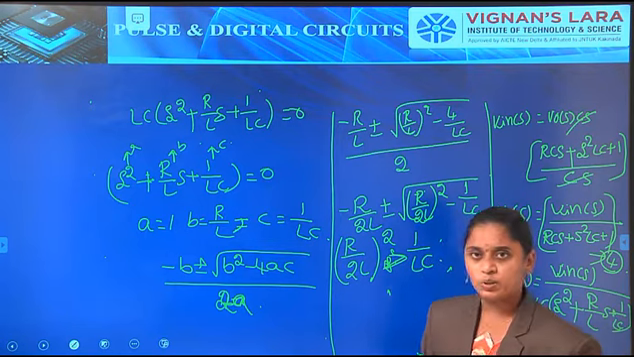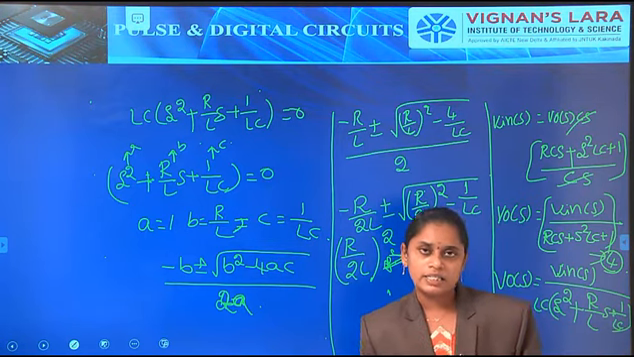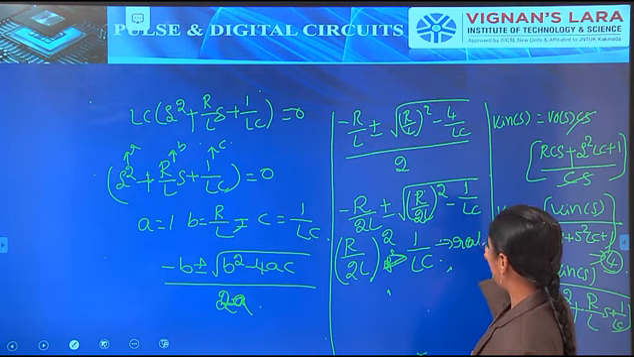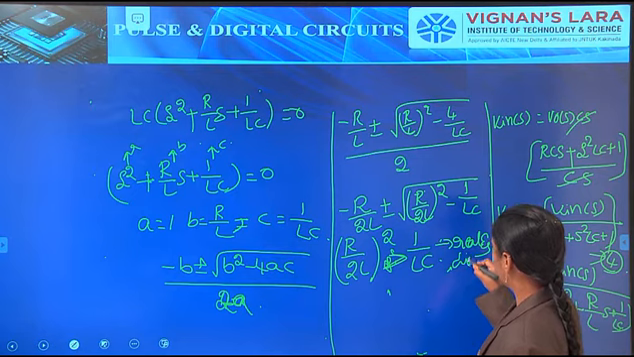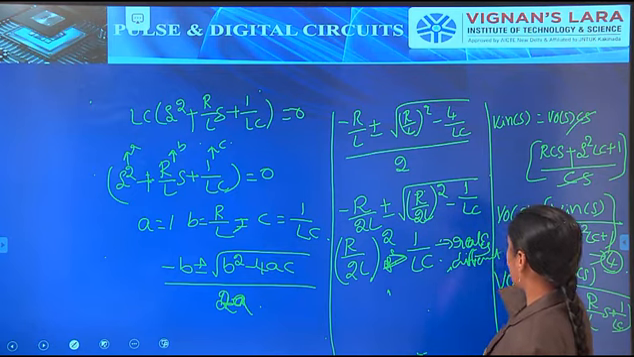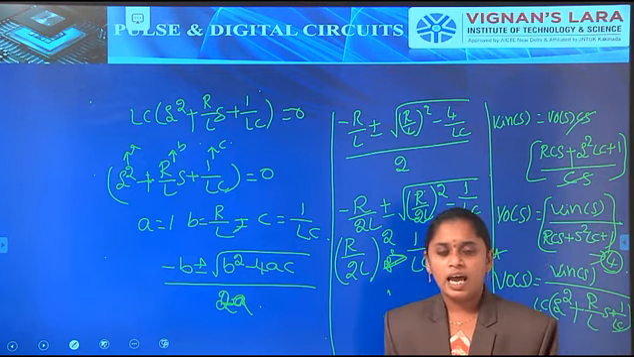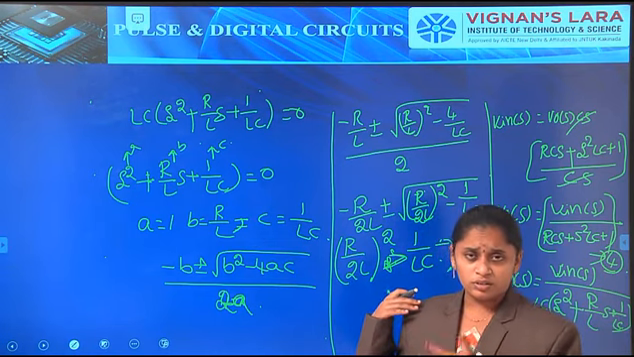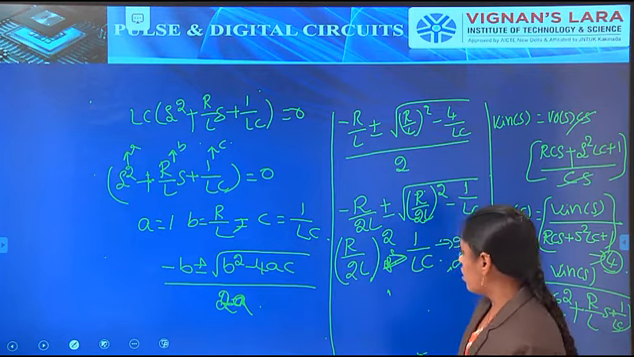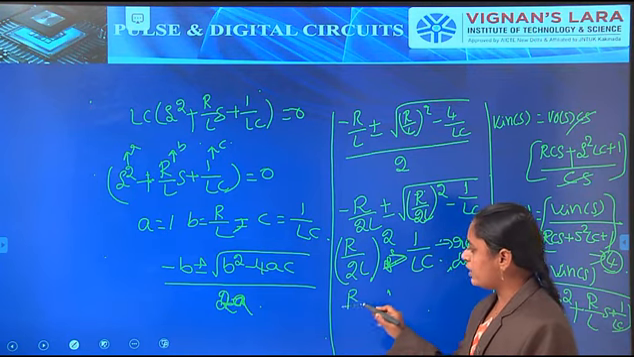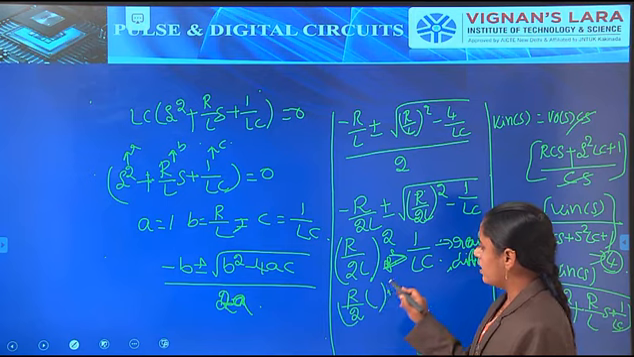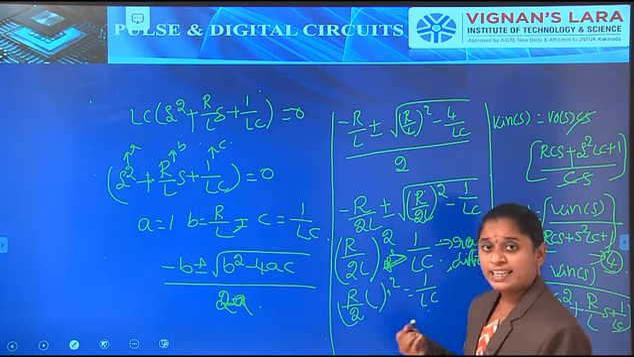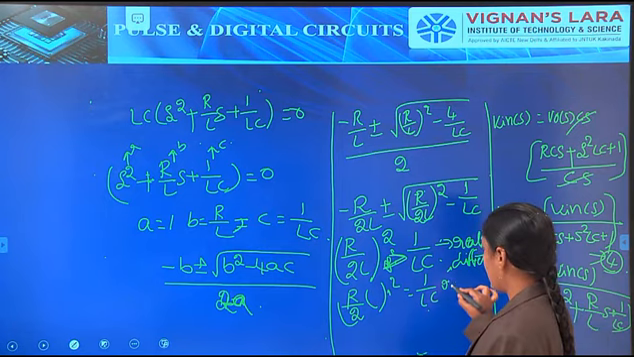When (R/2L)² is greater than 1/LC, at this time the output is real and different, and the output produces nothing but an exponential signal. When (R/2L)² is equal to 1/LC, at this time the output will be real and equal.